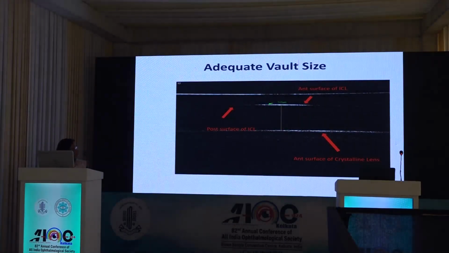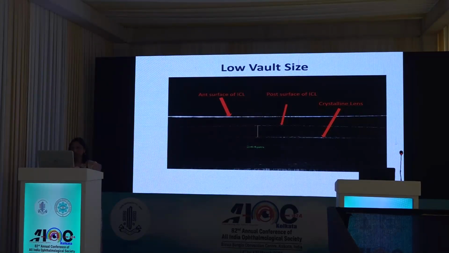Vault is the distance between the posterior surface of the ICL and the anterior surface of the lens. So the normal range of the vault is somewhere around 250 to 750 microns. A very low vault, as seen in this AS-OCT image, can lead to cataract formation.